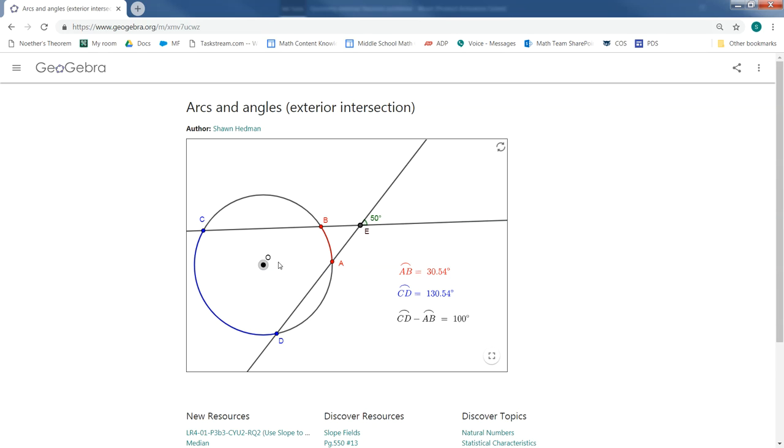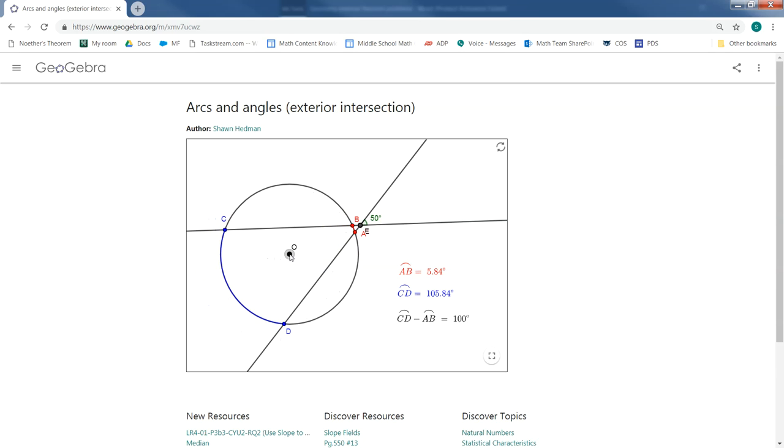Now, one more variation. If I move my circle so that A and B coincide on point E, or as A and B get closer to that point of intersection, the measure of arc AB gets closer to 0. And by the theorem I just mentioned, that must mean that the measure of arc CD must be getting closer and closer to 100 degrees. And we can see that it is.